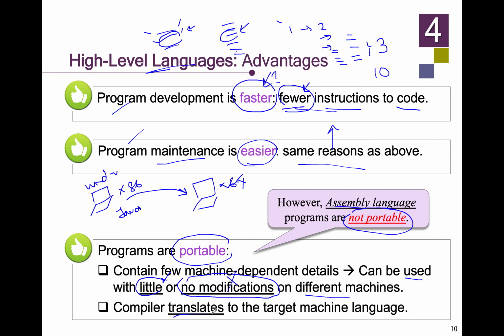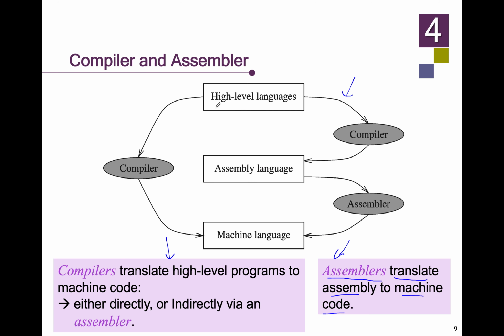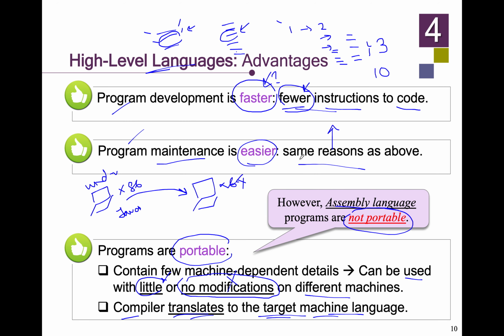A compiler translates to the target machine language, which is portable, whether you want to change it directly or step by step; it can do either. So that is on your high level language. I hope that you understand at this phase.